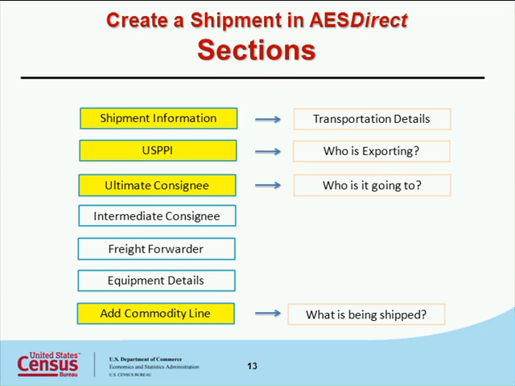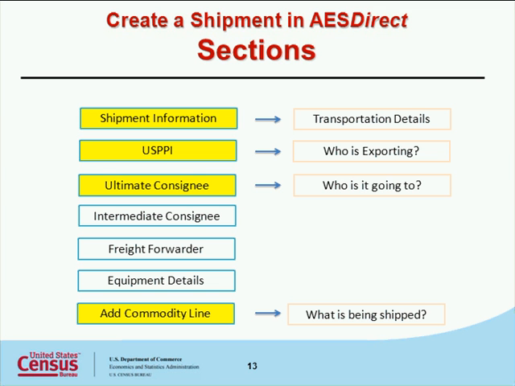In the USPPI section, you will notice this contains information that identifies the United States principal party in interest, or the USPPI. The ultimate consignee section contains information of who receives the shipment overseas. This is also required for all shipments.